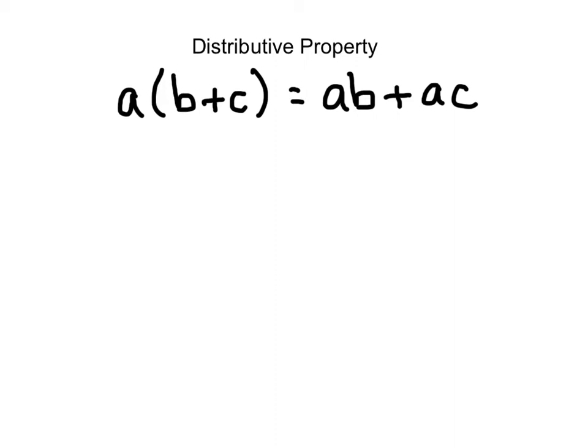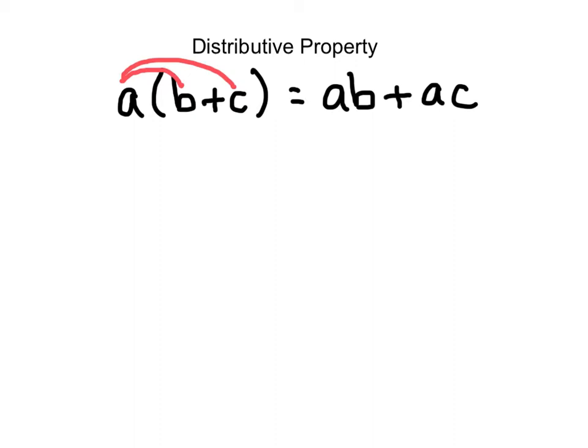So the distributive property shows that when you have a number that's being multiplied by a parenthesis, you can distribute that number by multiplying it by all the terms inside the parenthesis. So here you can see that if I have A being multiplied by the parenthesis B plus C, that's the same as A times B plus A times C.